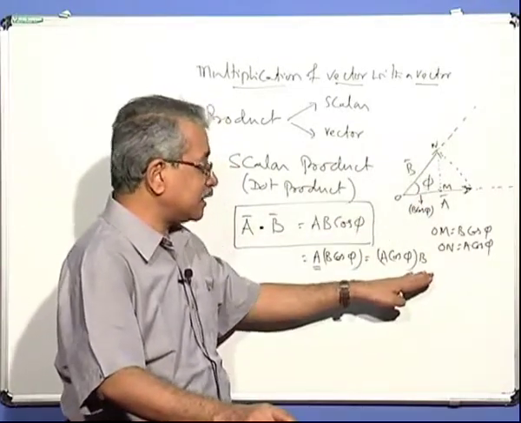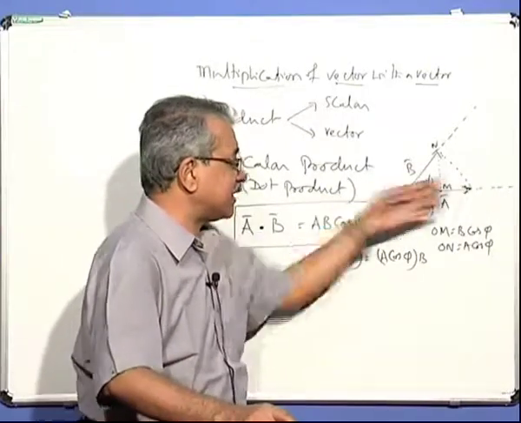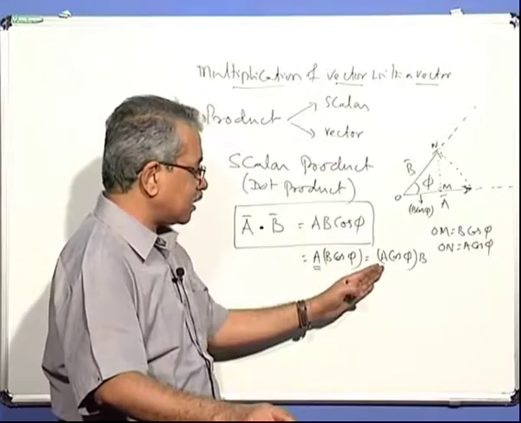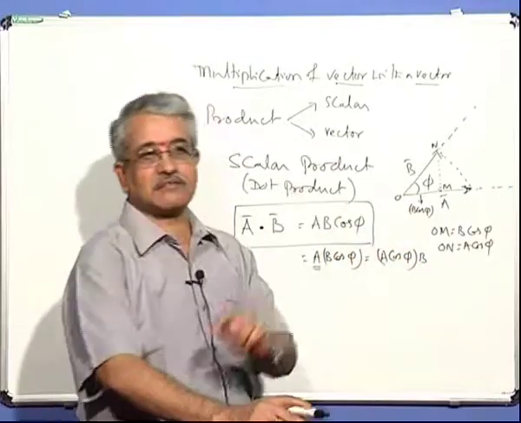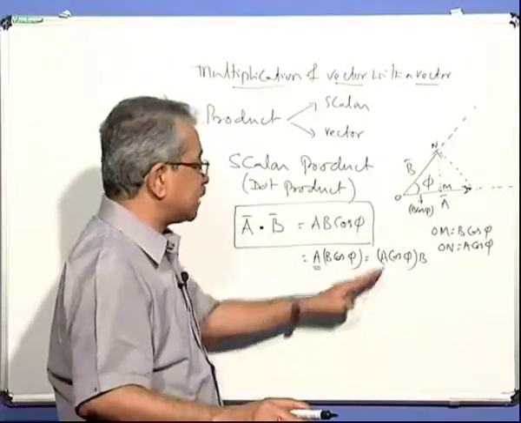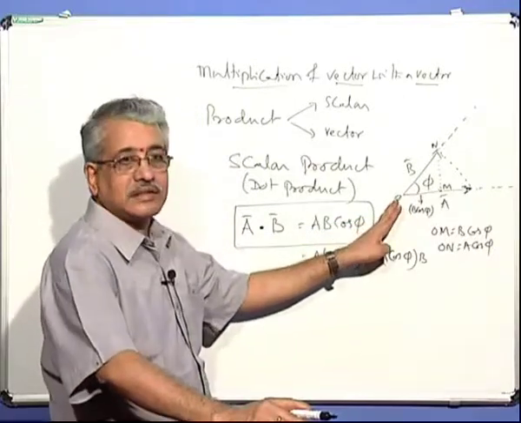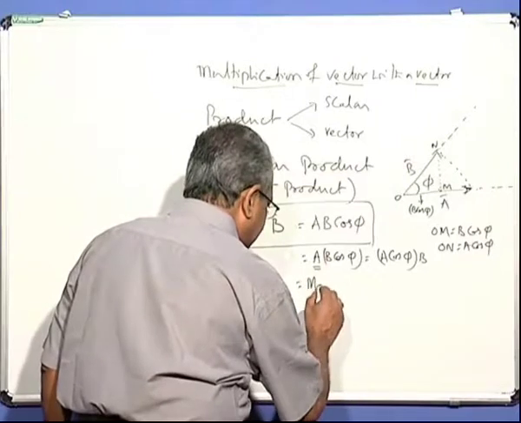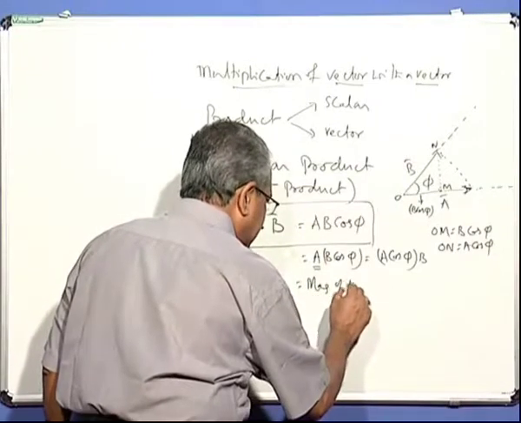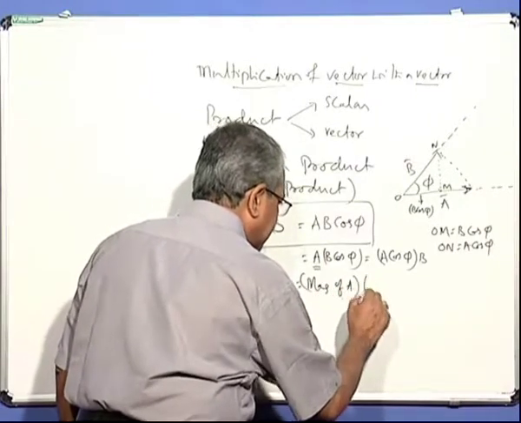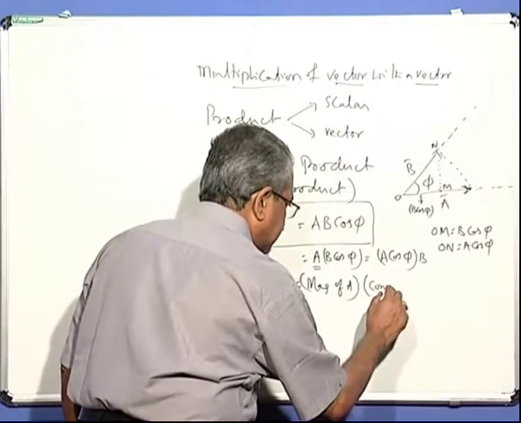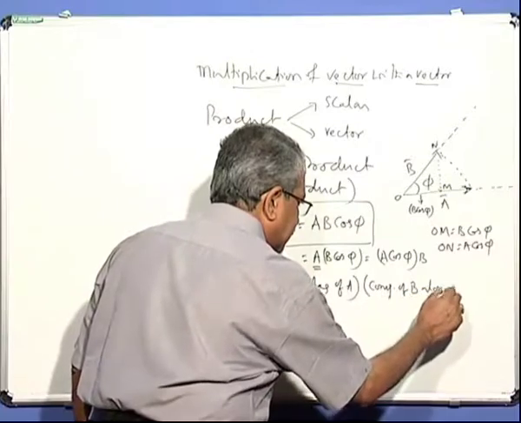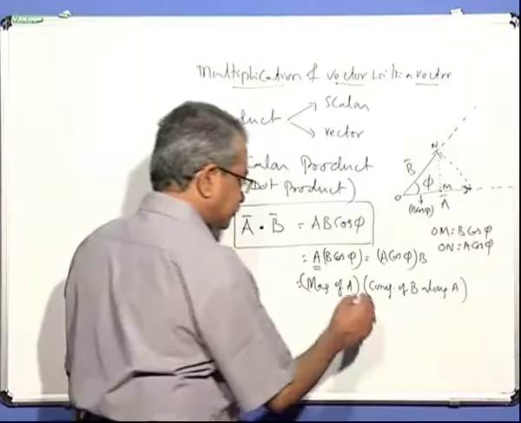Whatever you say, the product doesn't have any direction. It is scalar. Therefore, A B cos phi or A cos phi into B is all the same. So that is the geometrical interpretation of the scalar product. It is the magnitude of one into the component of the other, that is B, along the first one, that is A.